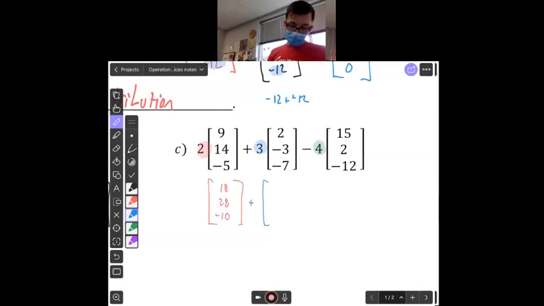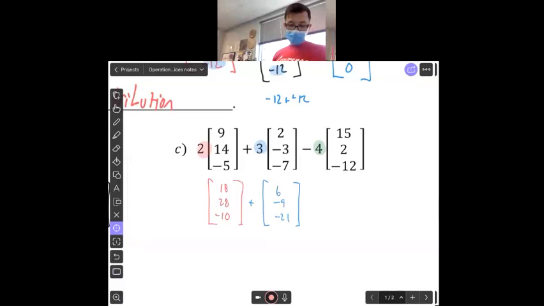Tatum, what would the second one be here? Okay, 6, -9, -21. Minus, right? I'm going to call that a 4. So 4 times 15 is 60. 4 times 2 is 8. 4 times -12 is -48.